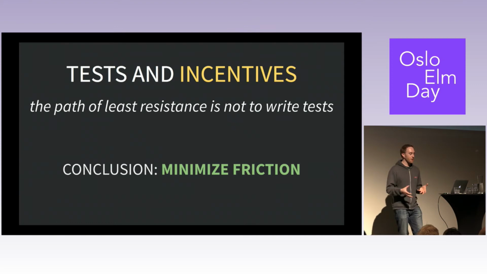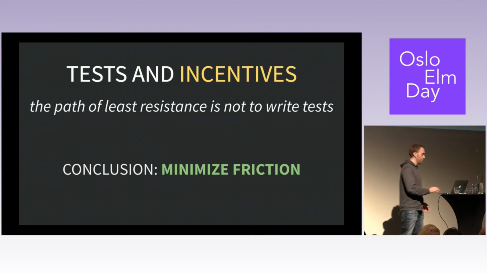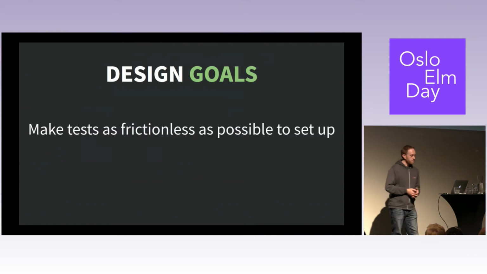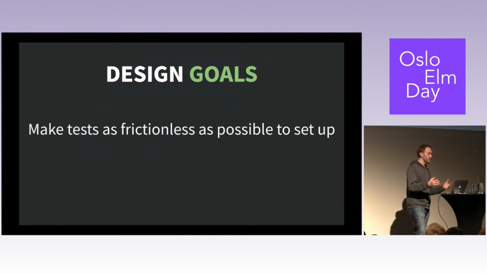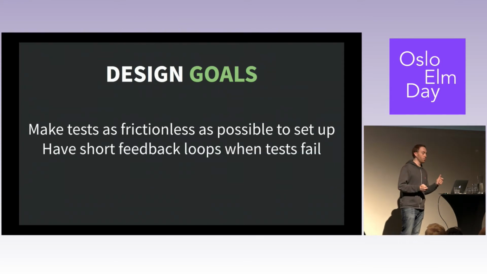All of those things that you have to do to get up and running are more and more opportunities to wander off and say, you know what, I don't have time for this, I've got to ship something, I'm not going to deal with it right now. And then of course the tests never get written until it's too late and now you have regressions. So this shaped the design goals of the project, of elm-test 2.0. The first design goal was to make things as frictionless as possible to set up. Another one was to have a short feedback loop when tests fail.